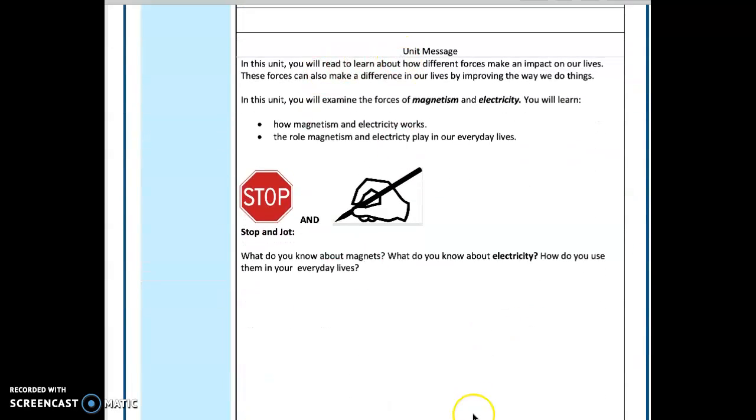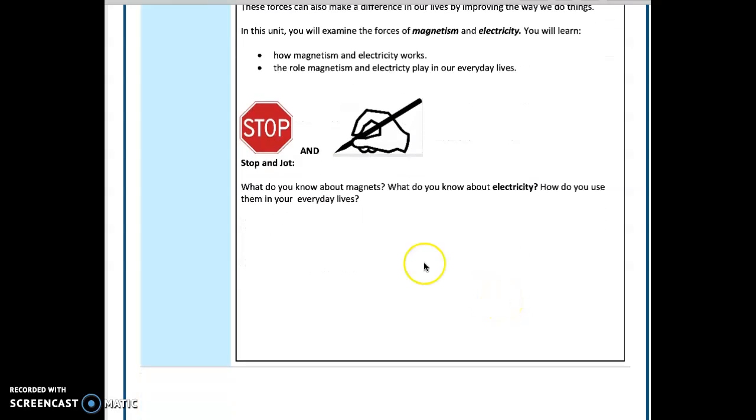In this unit, you will read about how different forces make an impact on our lives. These forces can make a difference in our lives by improving the way we do things. We're going to discuss magnetism and electricity. You should have already done this, but let's review. Did you stop and jot? What do you already know about magnets? What do you know about electricity? And how do you use them in your everyday life? Go ahead and share out.